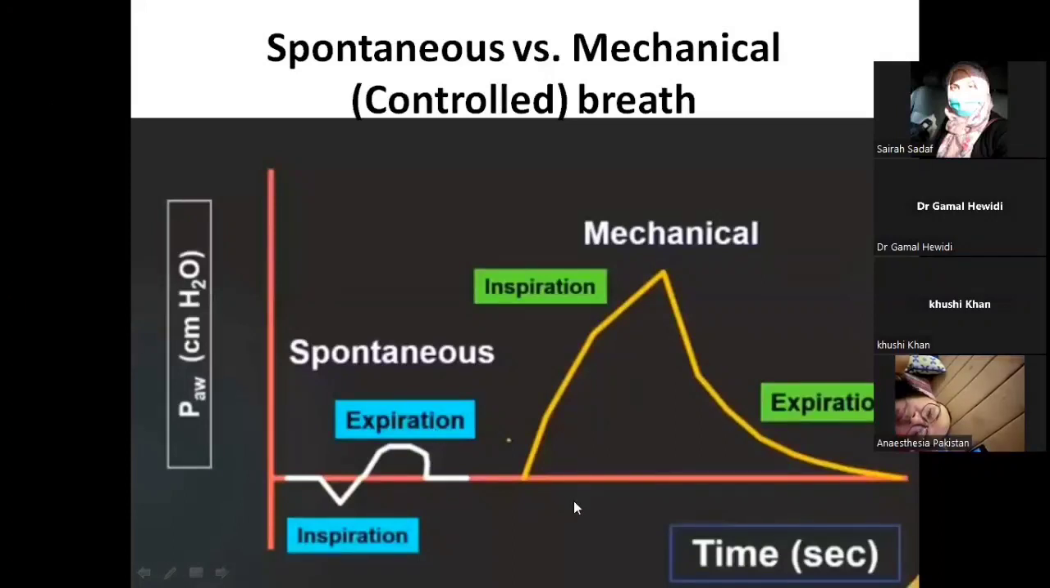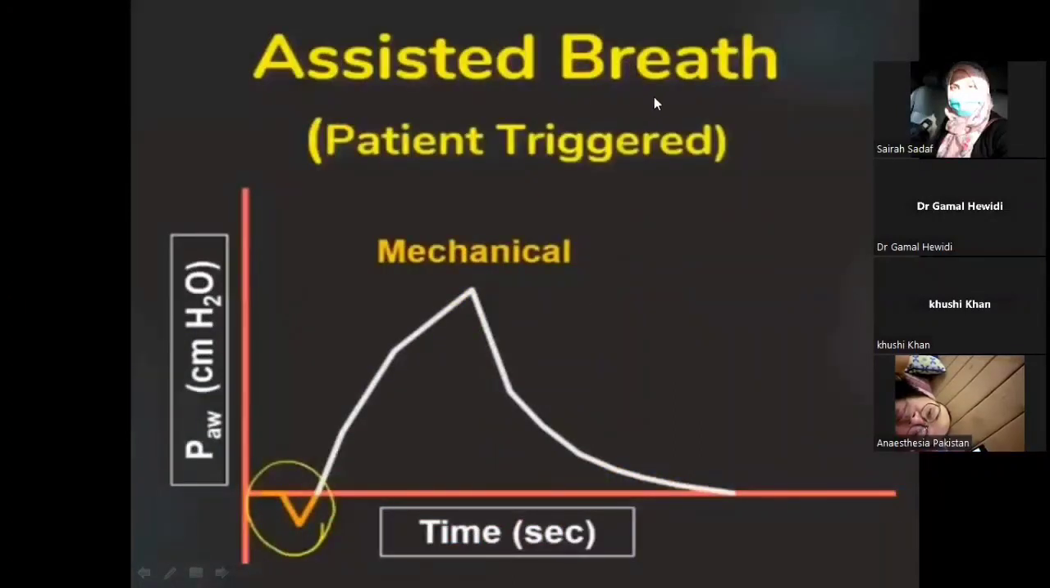Okay, now let me show you another slide. Now, this is assisted breath. There are two kinds of modes in our ventilators, spontaneous or assisted modes, and the second one are the control modes. So there are assisted modes which are used for weaning or to assist the patient's breath. How will we have a pressure graph for assisted breath?